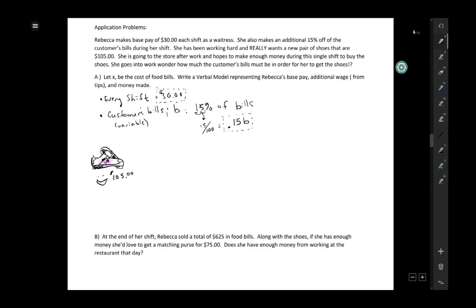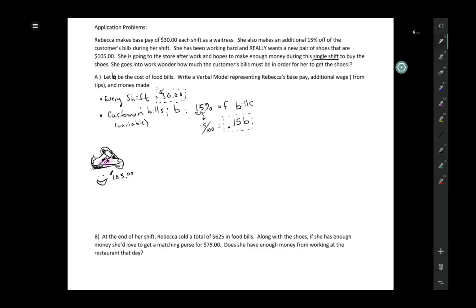Okay, she's going to the store after work in hopes to make enough money during this single shift to buy the shoes. She wonders, how much am I going to have to sell to get them? So we're going to let X be the cost of food bills. I jumped ahead and said it was B. We'll let B be the cost of food bills, since we already did that.